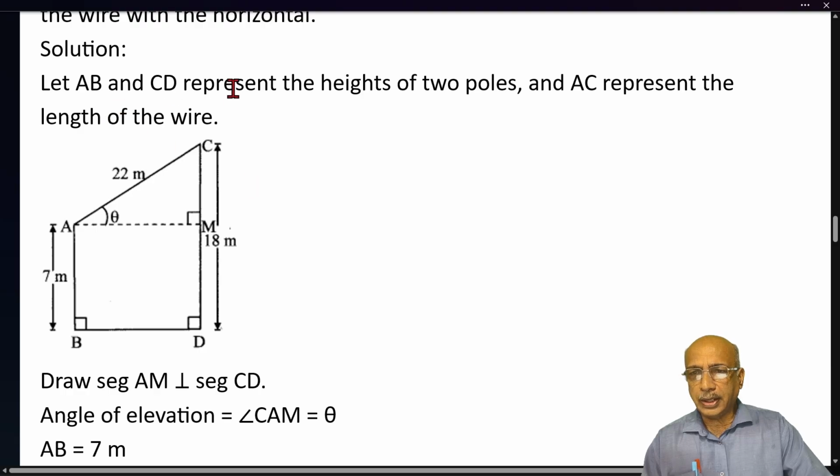Solution: AB and CD represent the heights of the two poles and AC represents the length of the wire. So this pole is 7 meter, this pole is 18 meter.